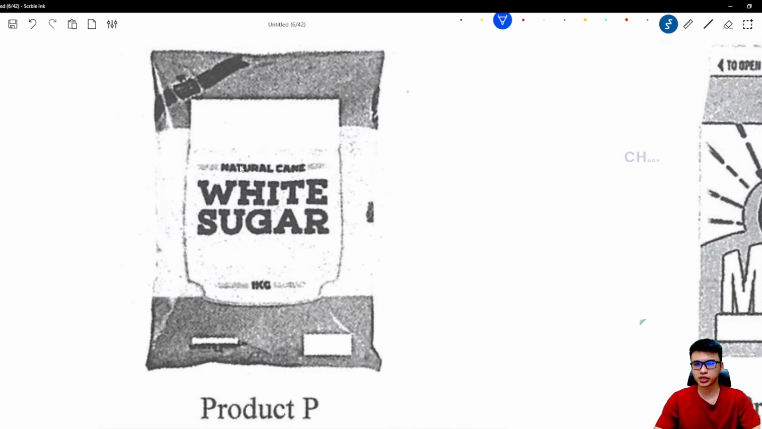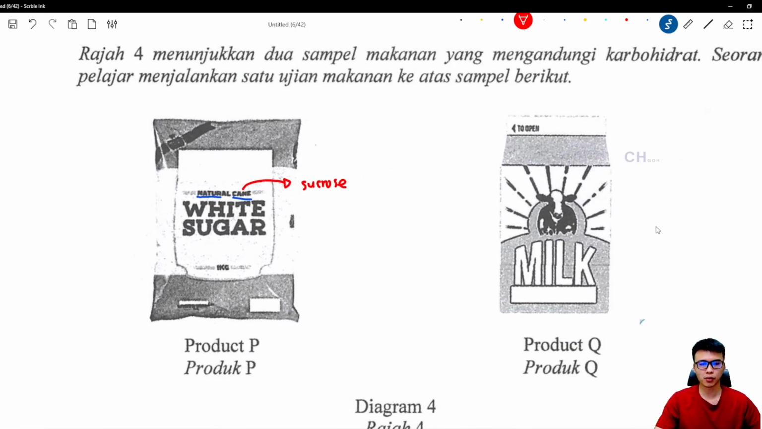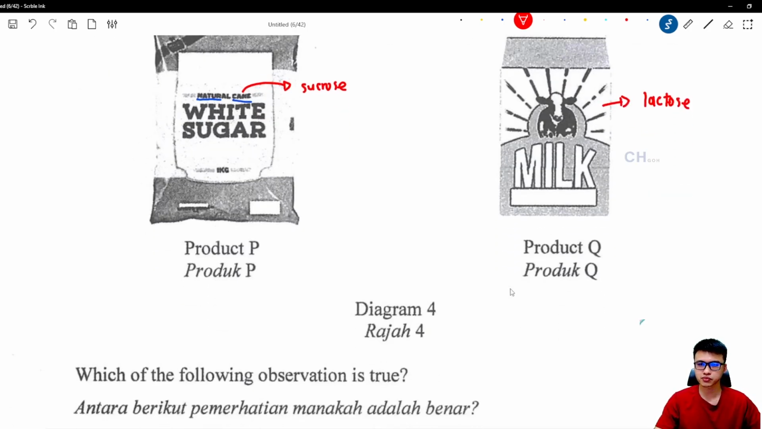Now you look at this product P. The sugar is coming from natural cane. The cane, if you guys still remember, consists of a lot of sucrose. It is sucrose, the carbohydrate sucrose. But how about Q? Q is a milk that consists of a lot of lactose. Lactose is the sugar in the milk.